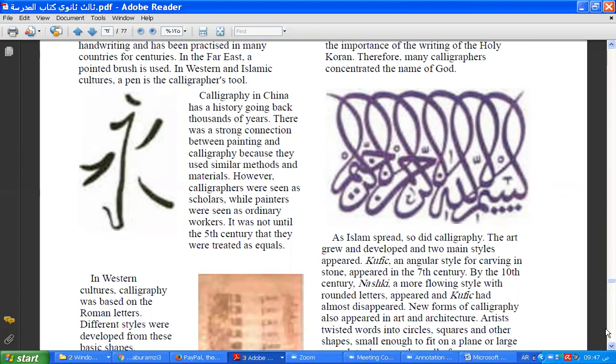But also, calligraphers are like scholars because they usually read different kinds of books.